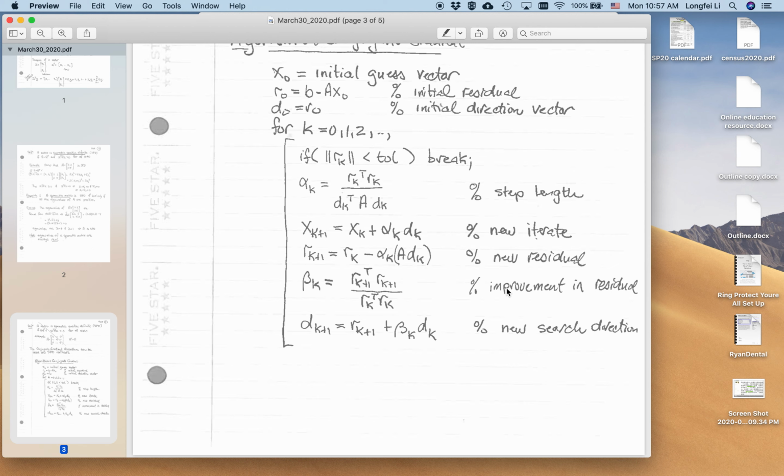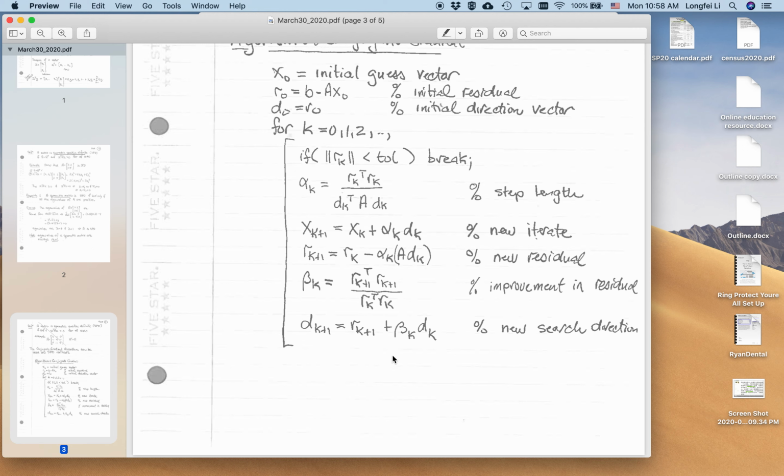And then I can recompute some number beta k that is given by r k plus 1 transpose r k plus 1 here over the previous ones. And then this defines my new searching direction that is given this way.